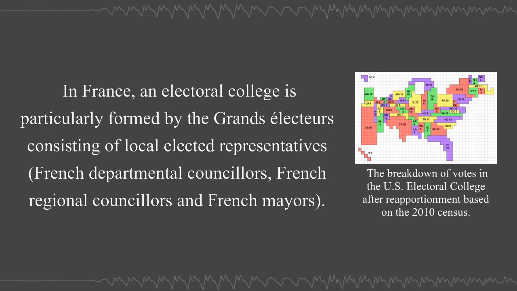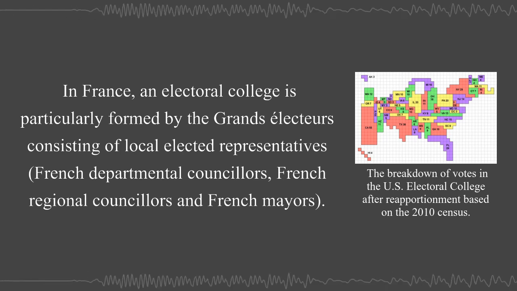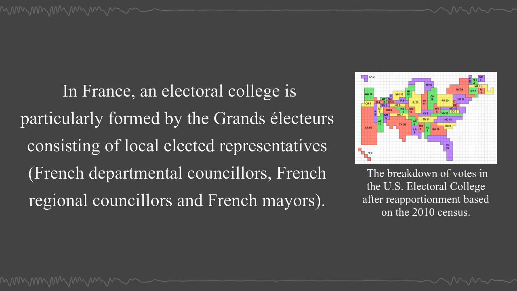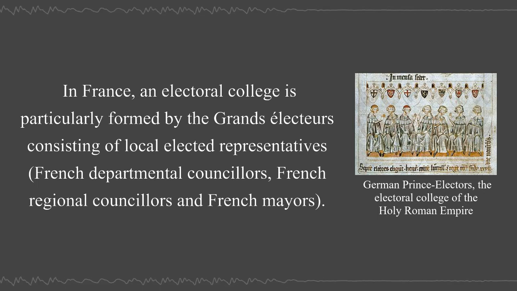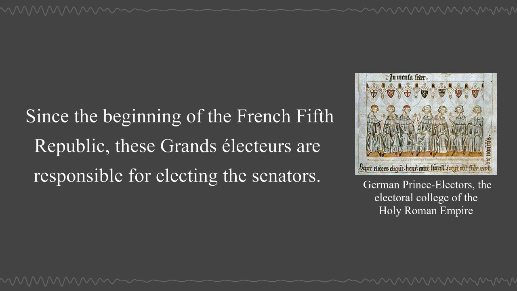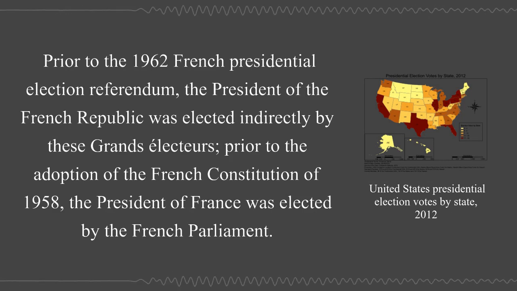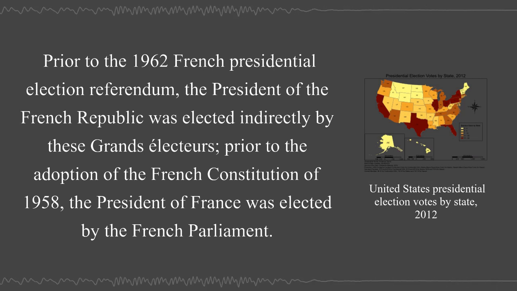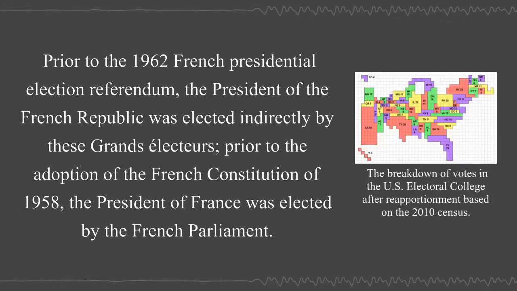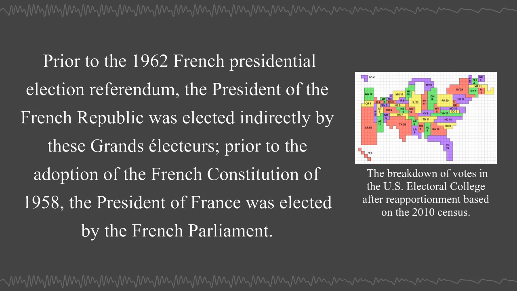In France, an electoral college is particularly formed by the grands electors, consisting of local elected representatives: French departmental councillors, French regional councillors, and French mayors. Since the beginning of the French Fifth Republic, these grands electors are responsible for electing the senators. Prior to the 1962 French presidential election referendum, the president of the French Republic was elected indirectly by these grands electors. Prior to the adoption of the French Constitution of 1958, the President of France was elected by the French Parliament.